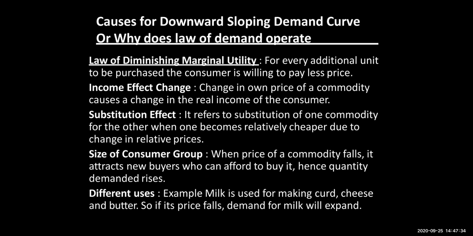Now we need to study why the demand curve is downward sloping. What is the reason behind the downward sloping of the demand curve? Or we can say, why does the law of demand operate? The first obvious reason is the law of diminishing marginal utility. Because for every additional unit to be purchased, the consumer is willing to pay less price. And secondly, the income effect, which means that a change in the own price of the commodity causes a change in real income, which means that with the fall in price of the commodity, the real income of the consumer increases.